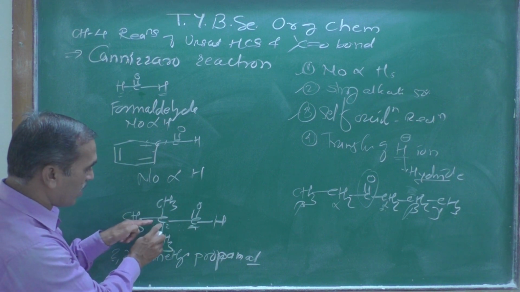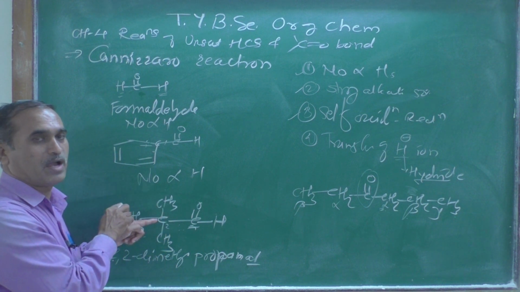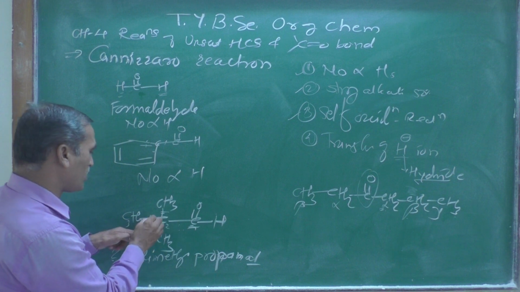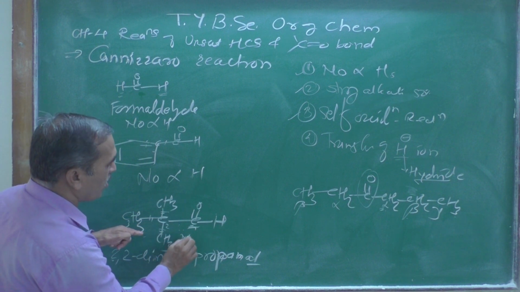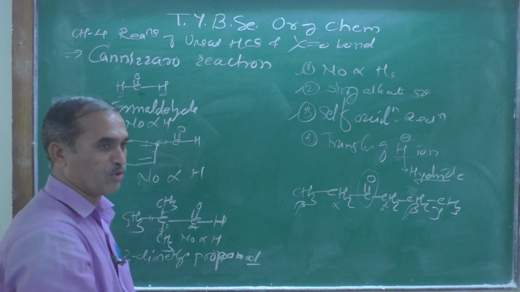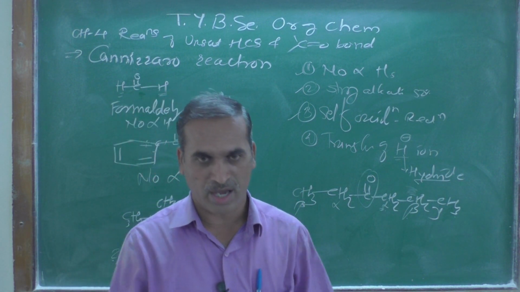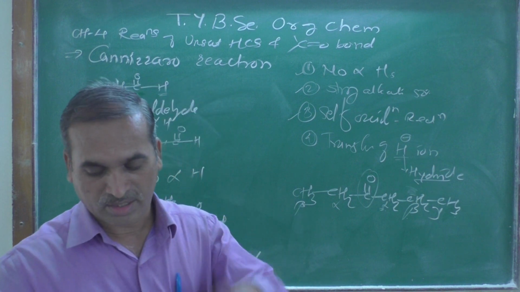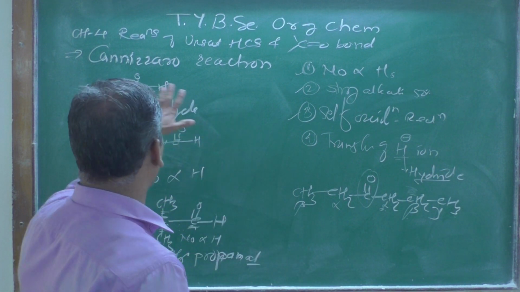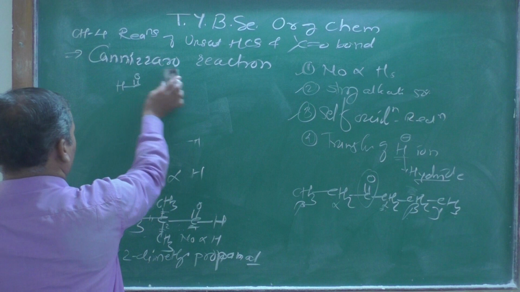But this carbon atom does not have alpha hydrogen. Here is a methyl group. Here also is a methyl group. No alpha hydrogen, and therefore this compound can show Cannizzaro's reaction. Understood? These are the criteria, the introductory part for Cannizzaro's reaction.